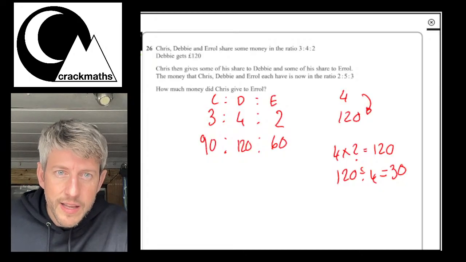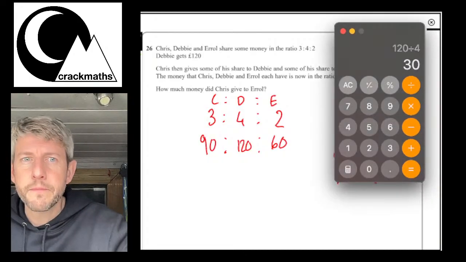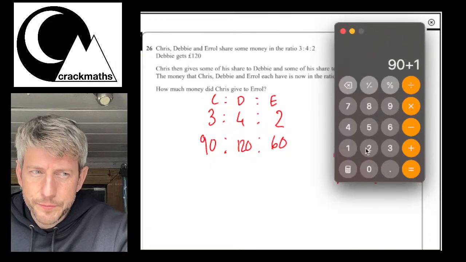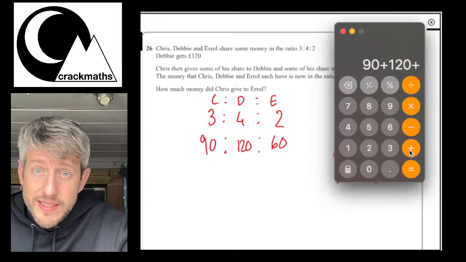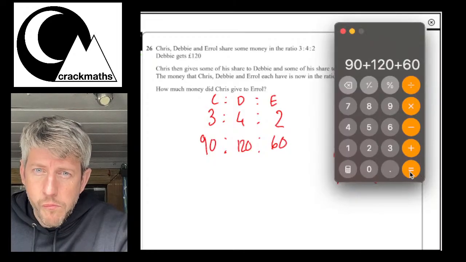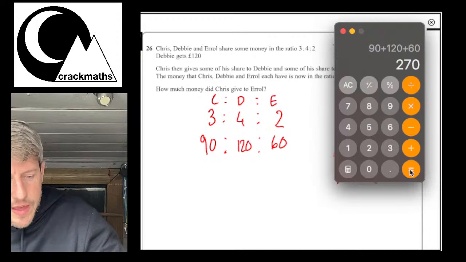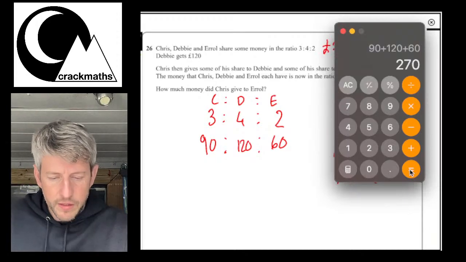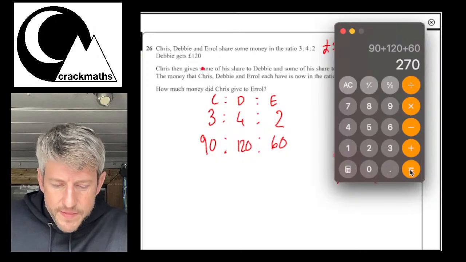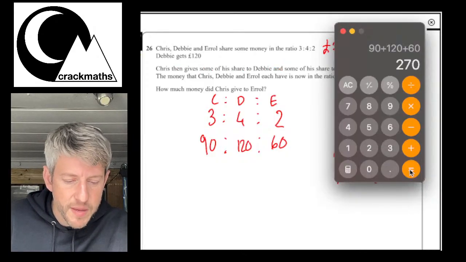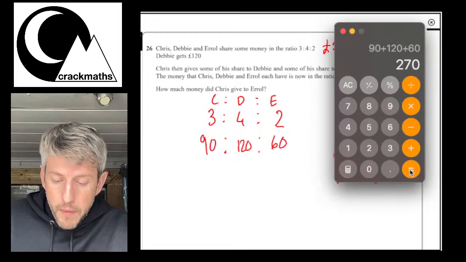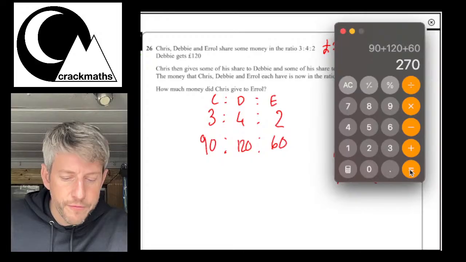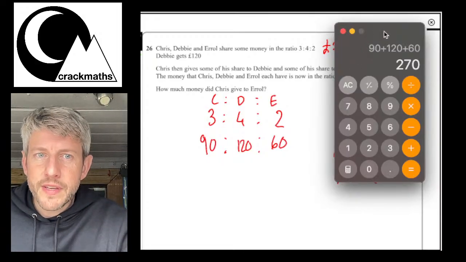We can add this all up as well to find out how much money was shared altogether. So 90 add 120 add 60, and that equals 270. So they shared £270. Chris then gives some of his share to Debbie and some of his share to Errol. The money that Chris and Debbie and Errol each now have is in the ratio 2 to 5 to 3. This is useful.